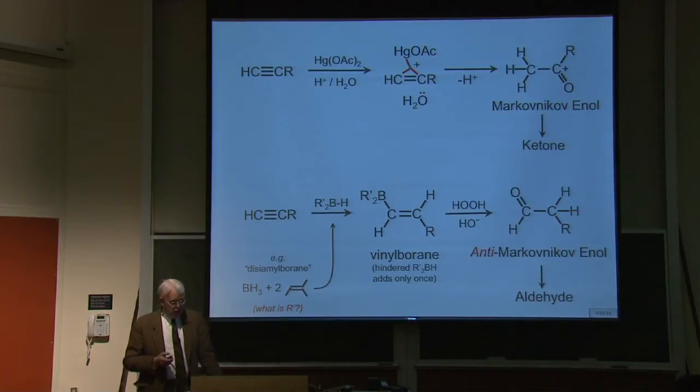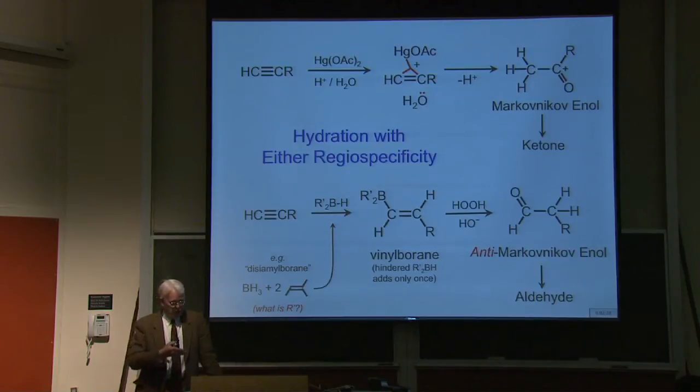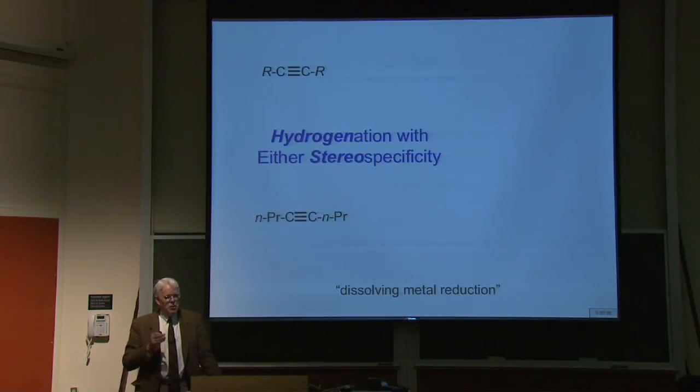So the H and the O on the two carbons add in one sense here and in the opposite sense here. That's nice because if you're a synthetic chemist, that gives you the control of which product you want to get. You can use one method to get the Markovnikov ketone and the other to get the anti-Markovnikov aldehyde. So this is hydration with either regiospecificity. But also we could talk about hydrogenation, adding H2, and here it's a question of stereospecificity.